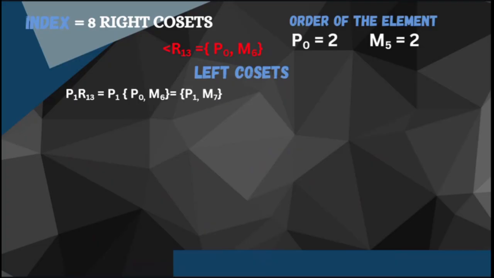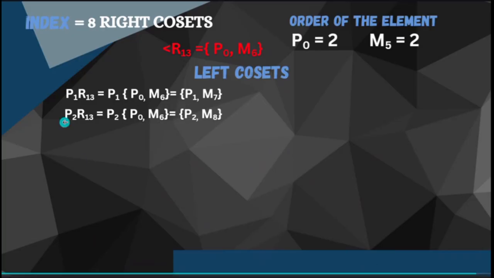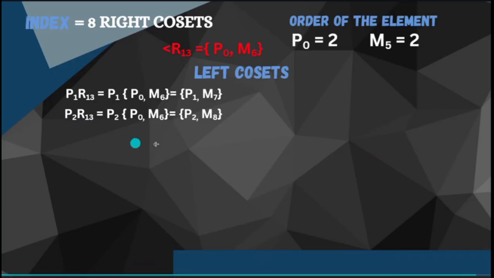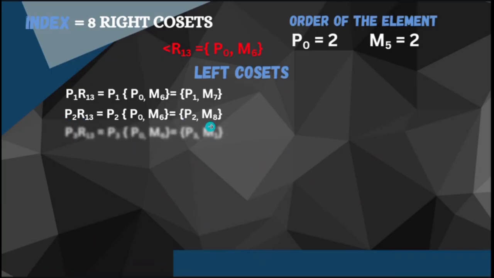rho sub 1 multiplied by r sub 13, we have rho sub 1 and mu sub 7. For rho sub 2 multiplied by r sub 13, we have rho sub 2 and mu sub 8. For rho sub 3 multiplied by r sub 13, we have rho sub 3 and mu sub 1. For rho sub 4 multiplied by r sub 13, we have rho sub 4 and mu sub 2.